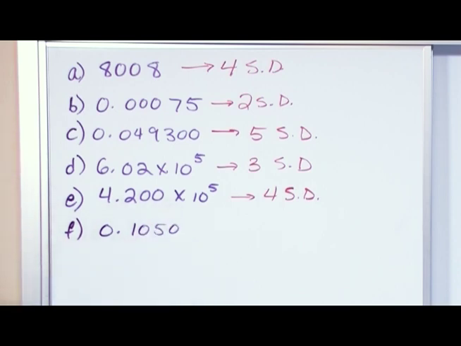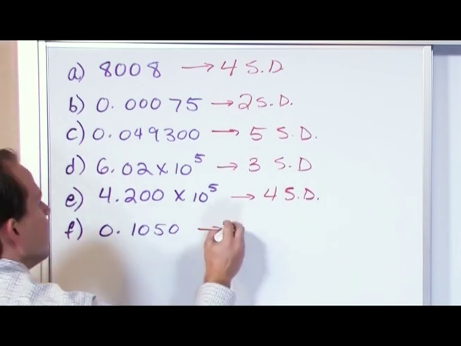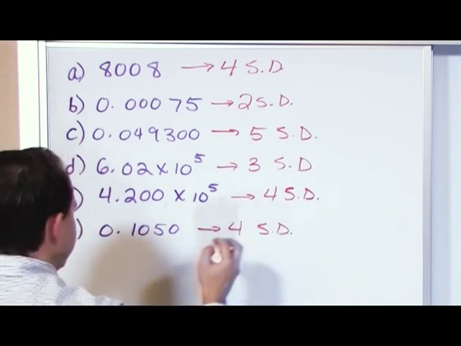0.1050. Well, this does not count because it's a leading zero. This is a significant figure. This is a significant figure. The trailing zero is significant. This zero is sandwiched between other significant figures, so it also counts. So we have a total of 4. 1, 2, 3, 4. 4 significant digits.